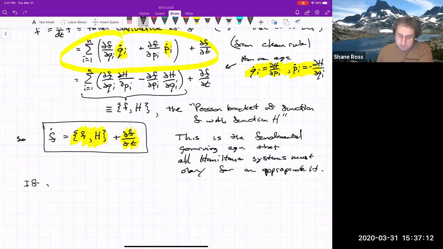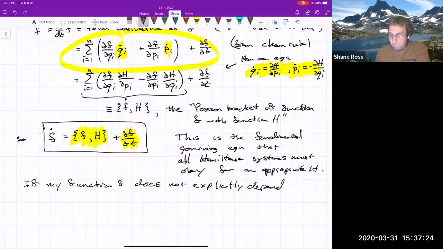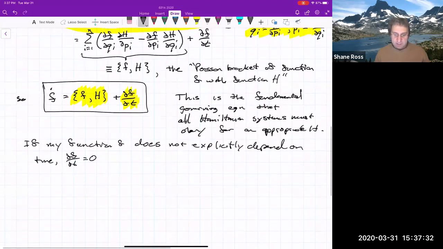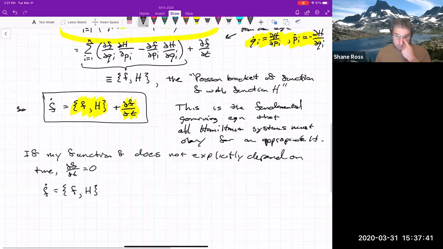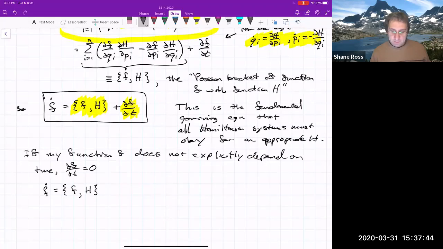Now some new stuff. If my function f does not explicitly depend on time, then partial f partial t is 0. So this simplifies even further. We have f dot is just the Poisson bracket of f with h, which we interpret to be this collection of all these partial derivatives with respect to q and p and that minus sign and all that. So we have this, which is even simpler.